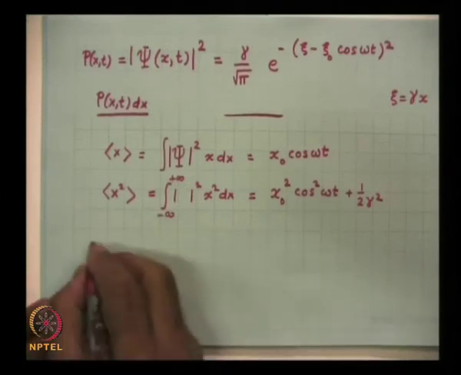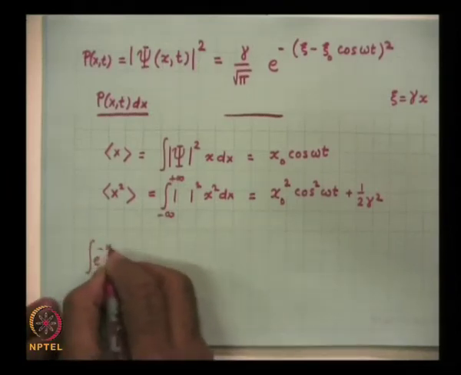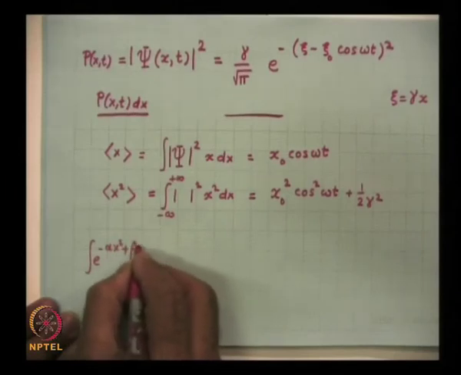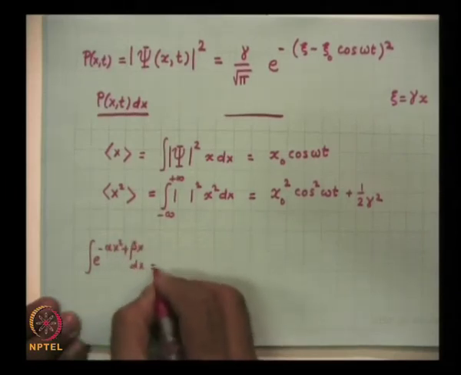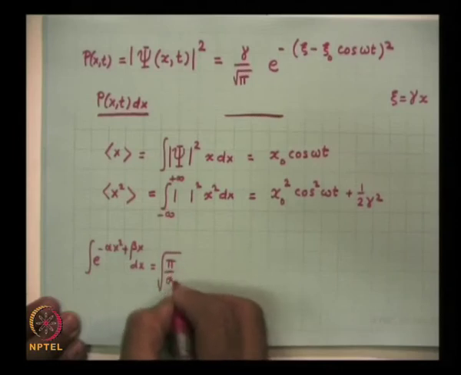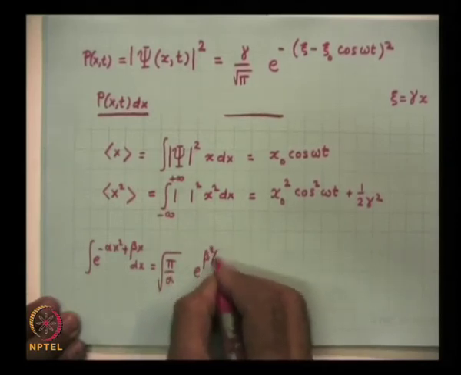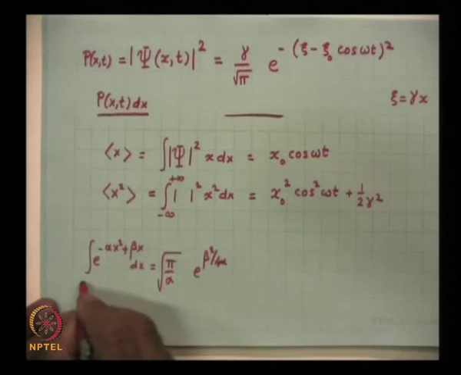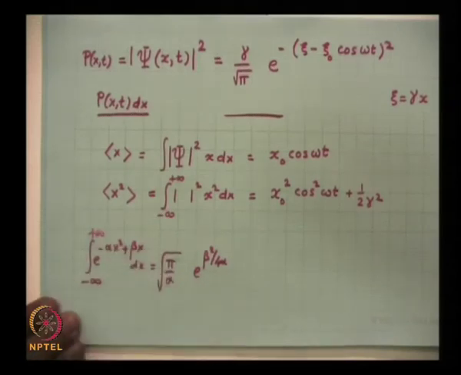and you only have to use the integral of e to the power of minus alpha x square plus beta x dx, the same integral that I had mentioned a couple of times before, which is root of pi by alpha times e to the power of beta square by 4 alpha. All limits are from minus infinity to plus infinity.